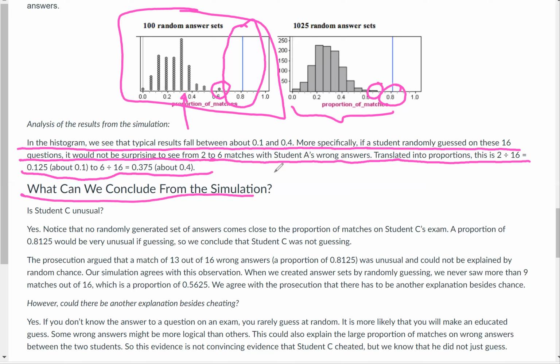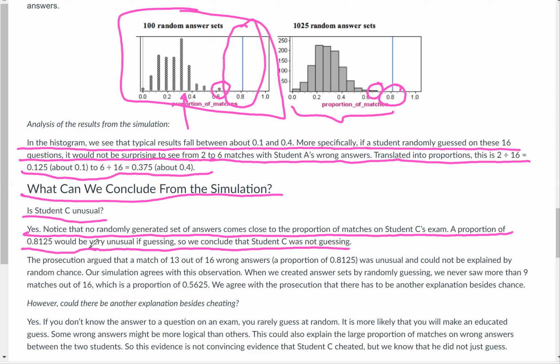What can we conclude from this simulation? Is student C unusual? Well, yes, definitely. Notice that no randomly generated set of answers comes close to the proportions that match student C's exam. And we've done over 1,000 simulations here. A proportion of 81%, or 0.8125, would be very unusual if guessing. So we conclude that student C was not guessing, that it was definitely cheating.